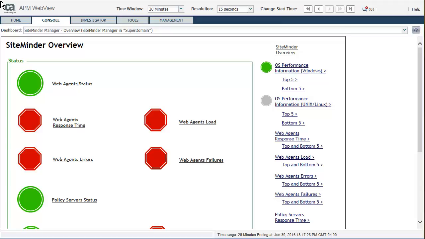In the following demonstration, James, a Level 1 analyst, has received notifications from various users about not being able to log into systems they normally can. James looks at the APM console and notices that there are failures in the web agent, prompting him to investigate further.